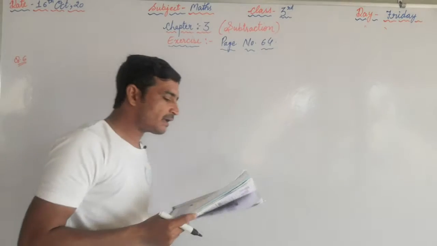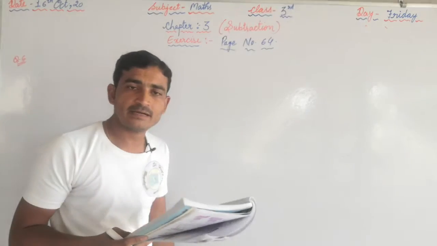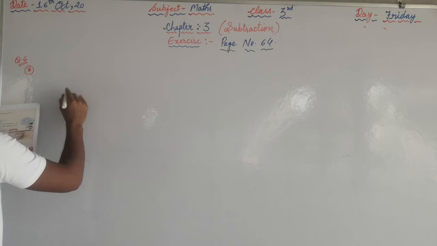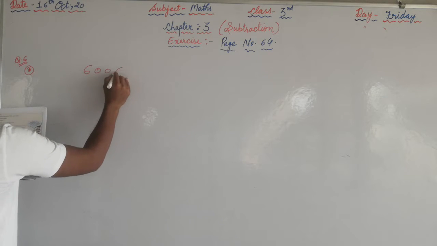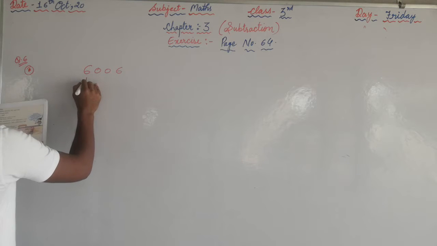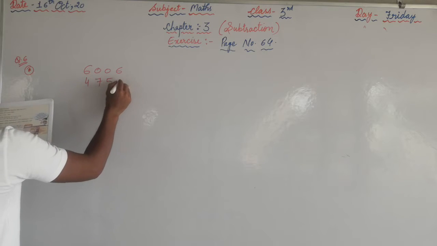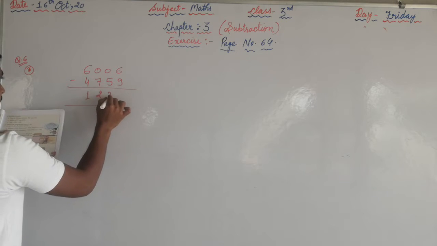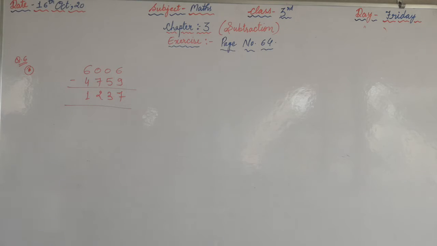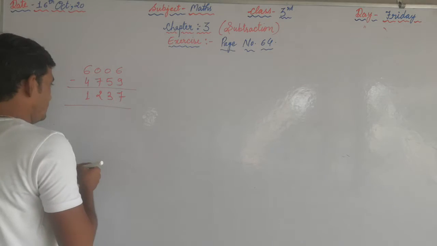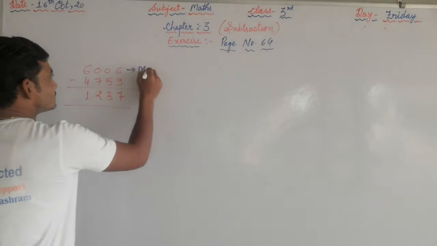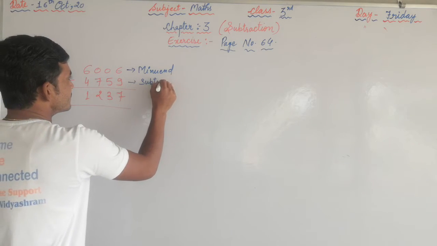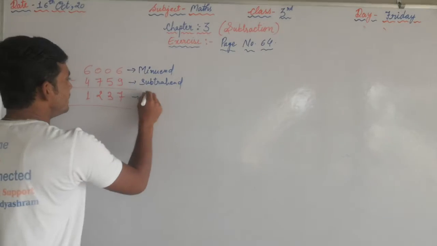Check if the following are correct or not. In case not, give the correct answer. The first question: the minuend is given. What is the minuend? That is 6006, and the subtrahend is also given, 4759, and the difference between these two is given, that is 1237. Okay, this is the minuend, and this is the subtrahend, and this is the difference.